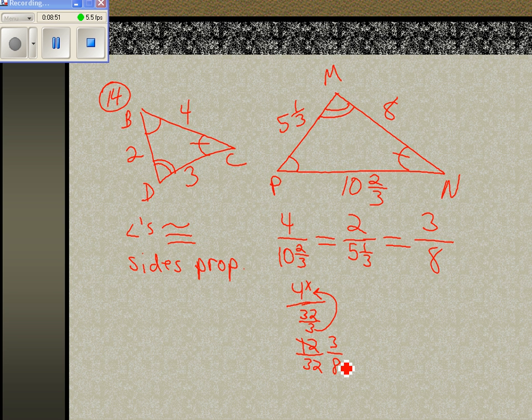Do the same thing on this one. 5 times 3 is 15 plus 1, 16. So you got 2 over 16 over 3. Again, you're just going to take that 3, multiply it on top. So you got 6 over 16. What's that reduced to?